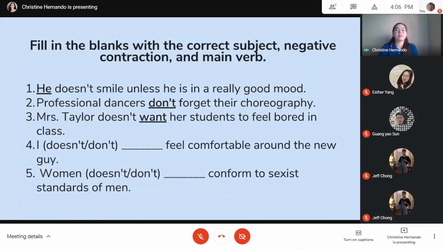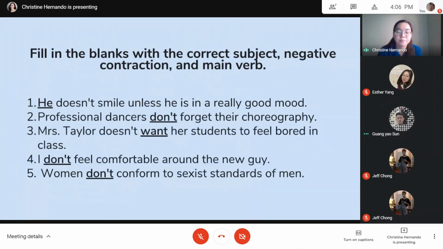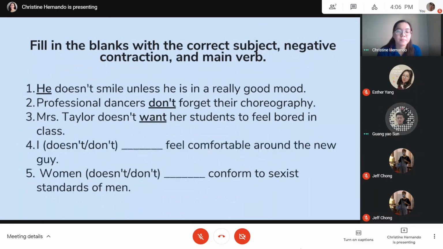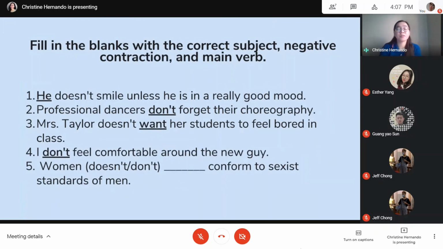How about the next item? Isaac, can you answer this one? Yes, ma'am. I don't feel comfortable around a new guy. I choose don't. That's correct. According to the rule that we discussed earlier, if we use the pronoun I as the subject, then we follow it with the verb don't. So I don't feel comfortable around the new guy.